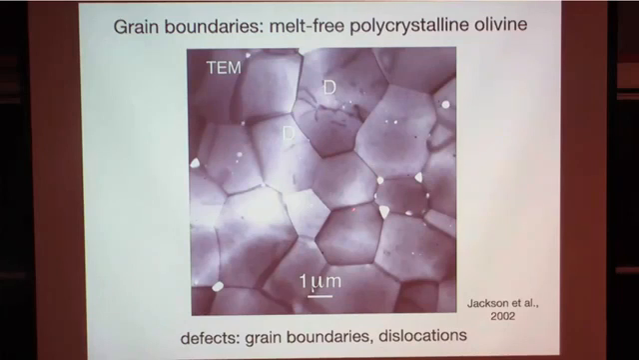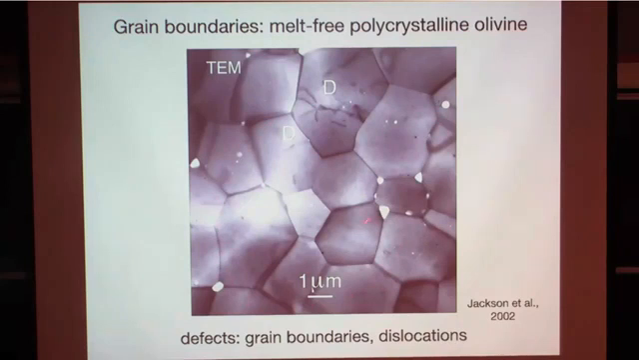This is more material science. We make these olivine grains, and initially they're very fine grains. The scale bar here is 1 micron. The grains are almost perfectly hexagonally shaped in this particular case. You can see we have a few dislocations present, but for the most part, the defects that we have in here are just grain boundaries.